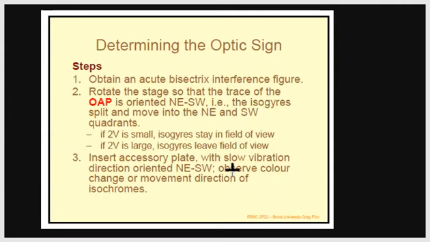Insert the accessory plate with slow ray vibration direction oriented in the northeast and southwest. Observe the color change or the movement of direction of isochromes, because if you're going to use the quartz wedge, you are supposed to look at the movement. You will see in the coming slides. So based on that, you'll be able to make an inference whether it's going to be positive or negative.